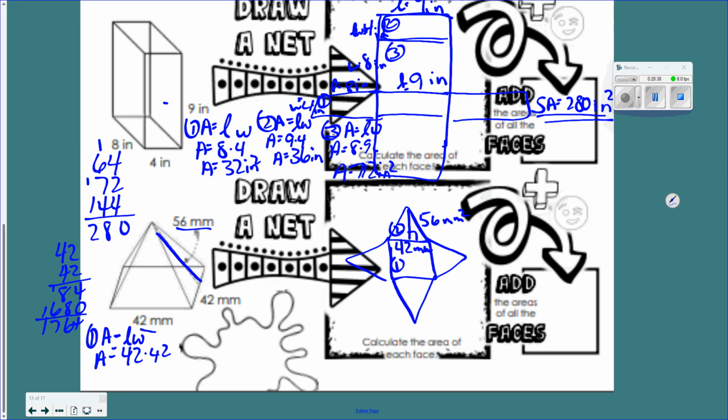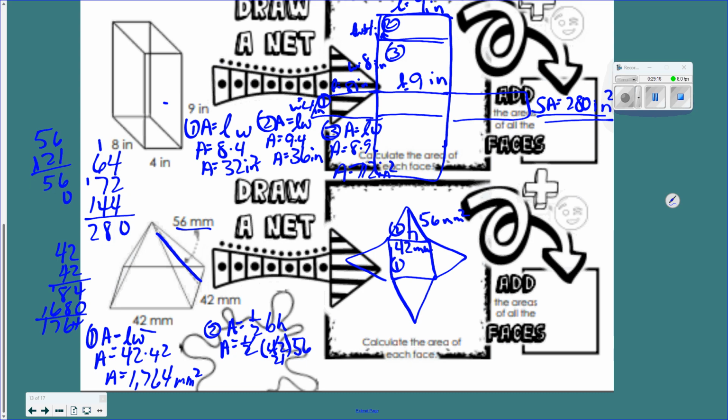So that gives me 1764 millimeters squared. For number 2, this is a triangle. Do not forget your 1/2. So it's going to be 1/2 times my base, which is 42, times my height, which is 56. Half of 42 gives me 21. So now I'm just doing 56 times 21, which gives me 1,176.